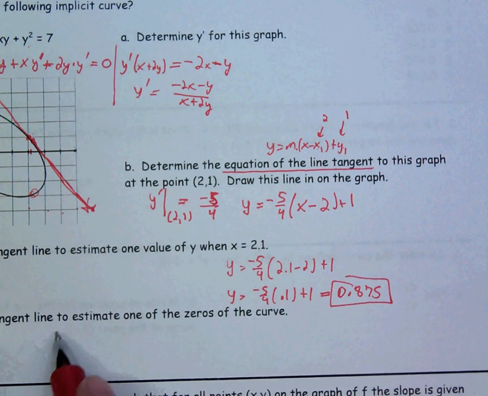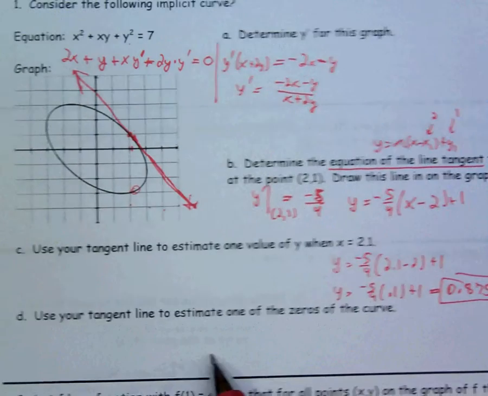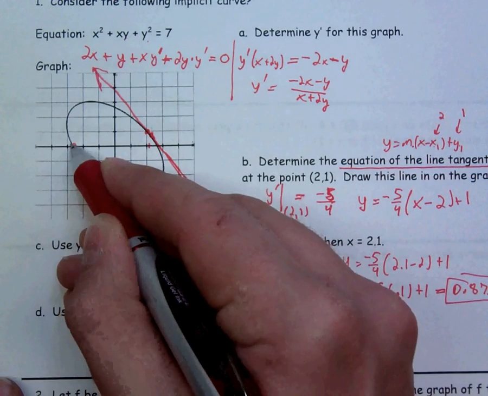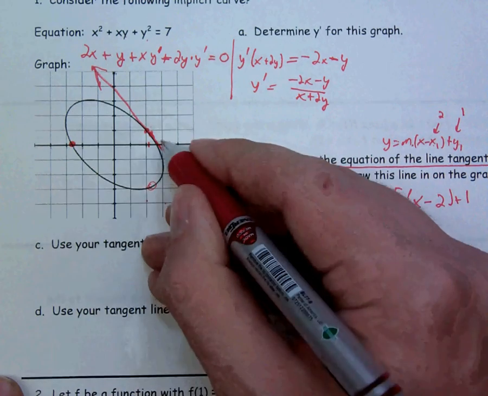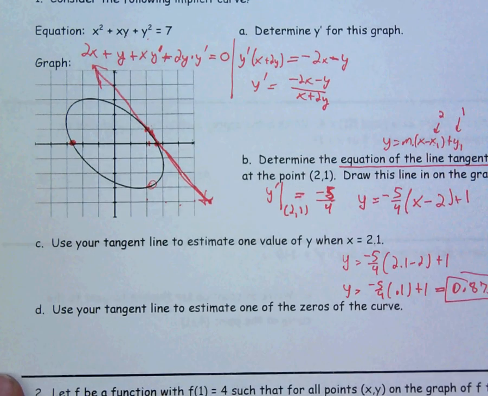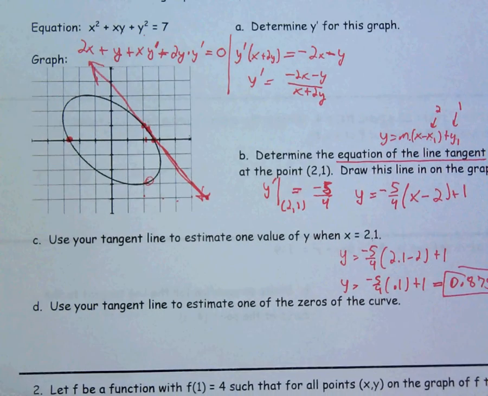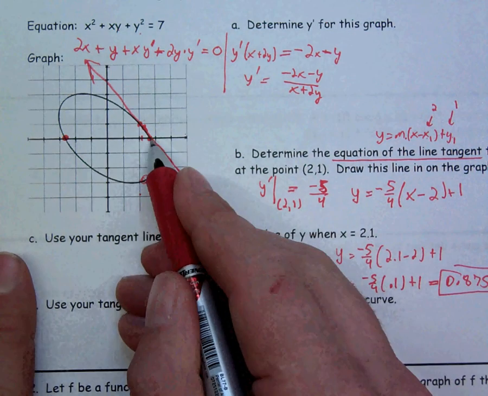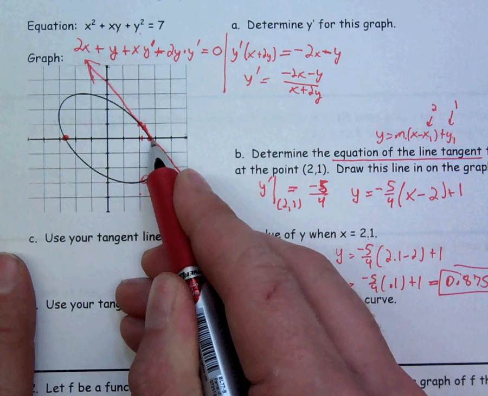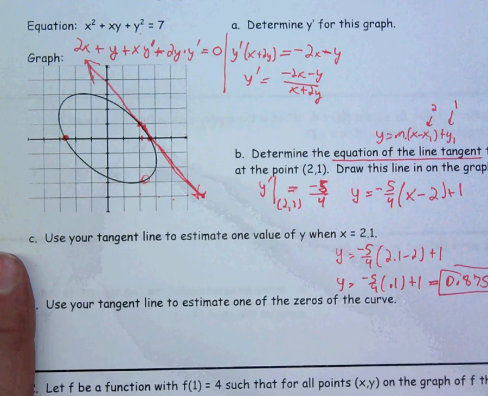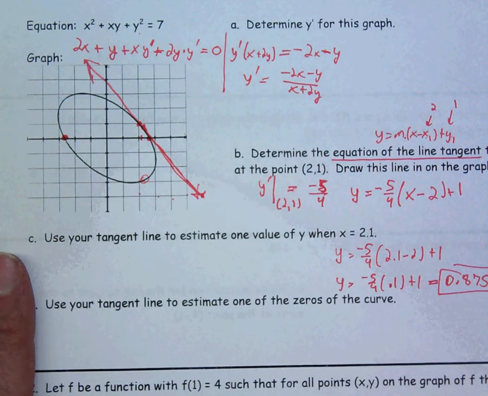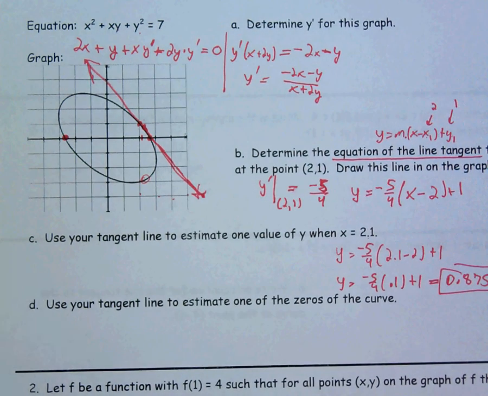Now it says use your tangent line to estimate one of the zeros. Well, the zeros from algebra 1 are the x-intercepts. Obviously, we're not going to use it to estimate this zero. We're going to use it to estimate this zero because it's pretty nearby. Well, how can we do that? When the tangent line is equal to 0, when the y value is equal to 0, that will be very near the x value that's equal to 0 on this slanted ellipse.